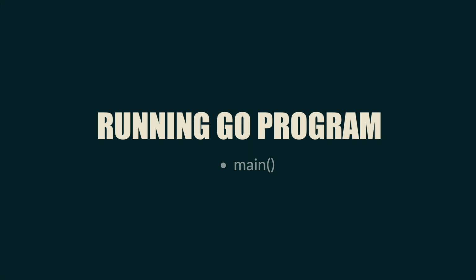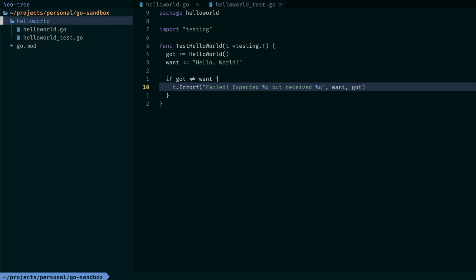But where do we need to write this code? We cannot just call the function inside the file we want, like in programming languages such as JavaScript or Python. In Go, we need to have a function called main, which is an entry point to our program. This function will be called first when we run our program. Let's write this function in file hello.go.